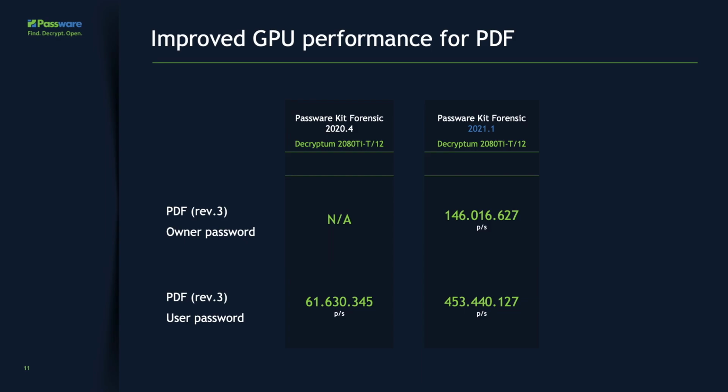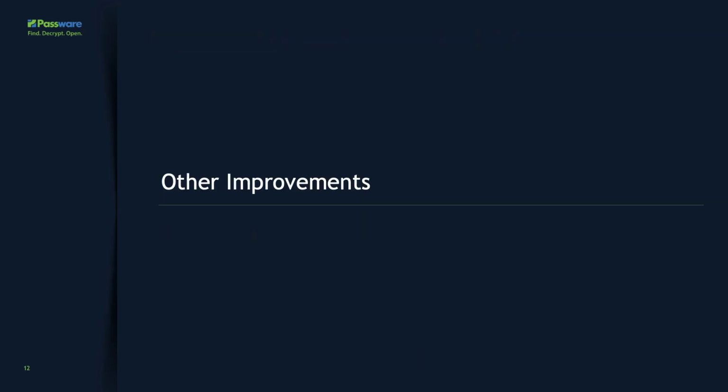In addition to owner password support, password recovery speeds for PDF files have been significantly increased. Decrypting appliances with 12 2080 Ti cards is now over 700% faster, processing up to 453 million passwords per second on PDF files using encryption revision 3.